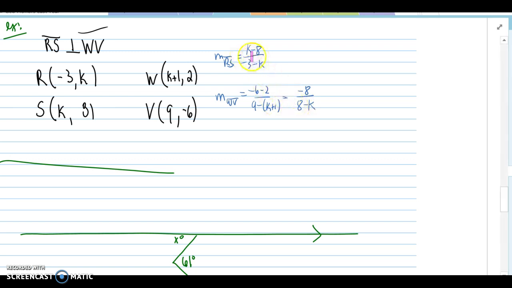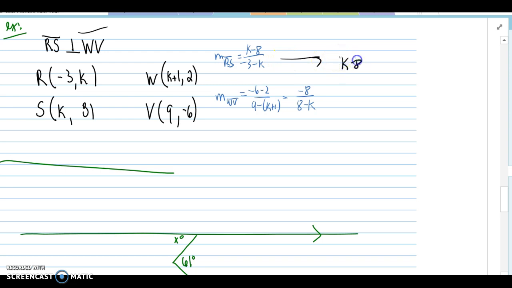Now, these two slopes are not equal to each other. If it was parallel, we would just set them equal to each other. However, it's perpendicular, so we have to take the opposite reciprocal of one of them. Not both of them, otherwise we'd be flipping both of them and we'd essentially be making them equal to each other. So I'll take the RS and do the opposite reciprocal.